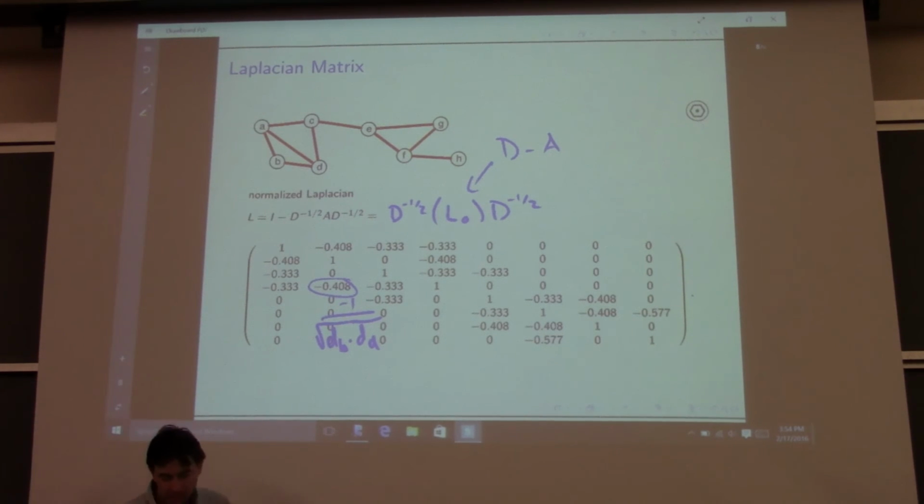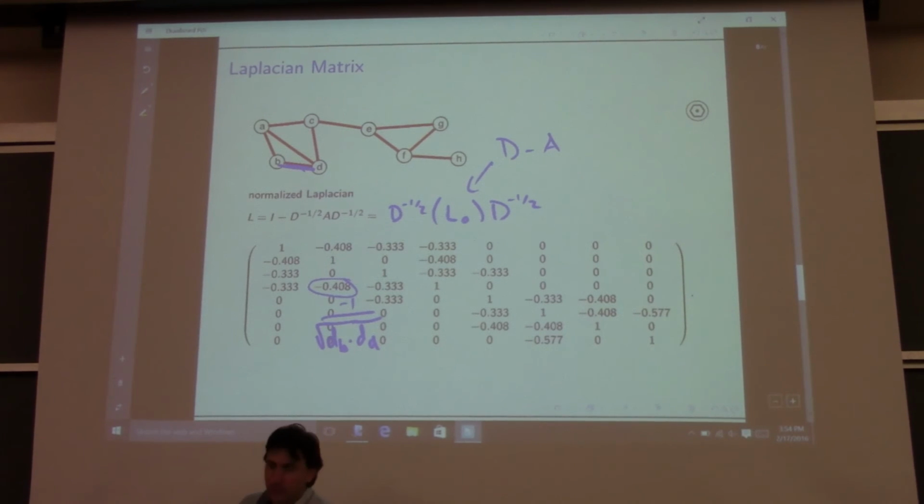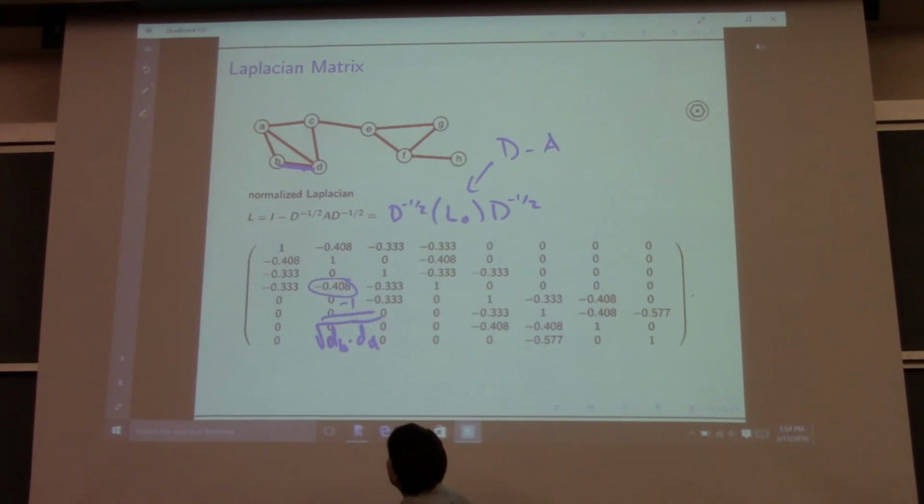So this has to do with this edge between B and C here. That's what I'm looking at. B has degree 2, and D has degree 3. So I'm normalizing by the square root of the product of these. It depends on both of the vertices, so I'm normalizing by the degree of both vertices is what is going on here.